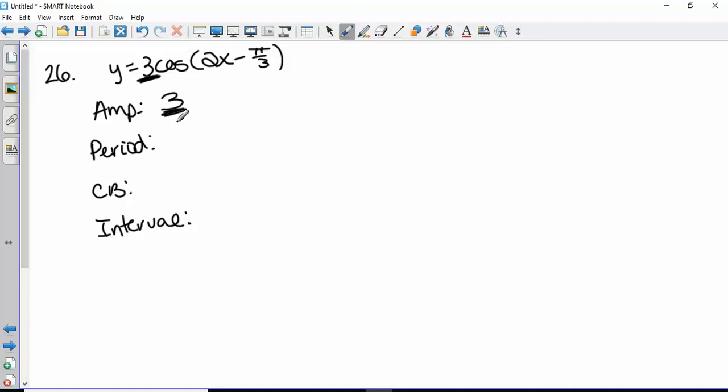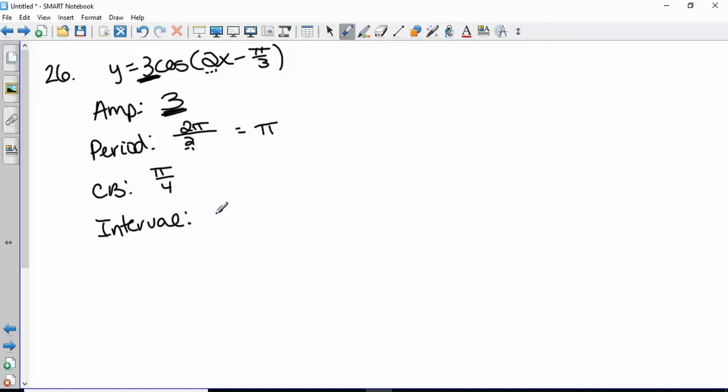3. Normal period. So sine, cosine, secant, and cosecant all have a normal period of what? 2 pi. To get your current period, you have to take the normal period divided by the coefficient on x. So that would be 2 pi over 2, which is just pi. How do you get the count by? Whatever you get for your period, divided by 4 for the 4 quadrants. So we're counting by pi over 4.